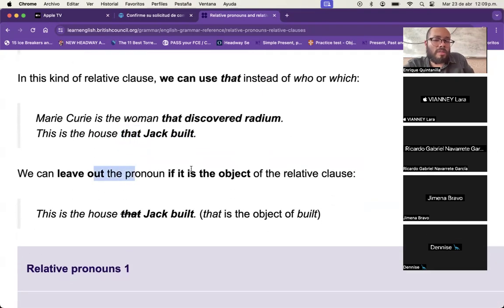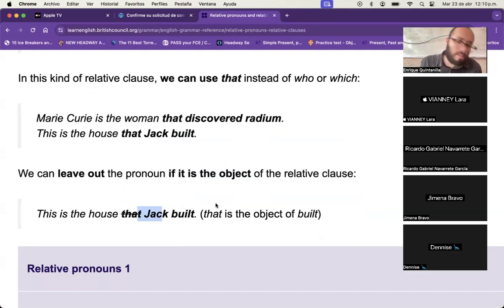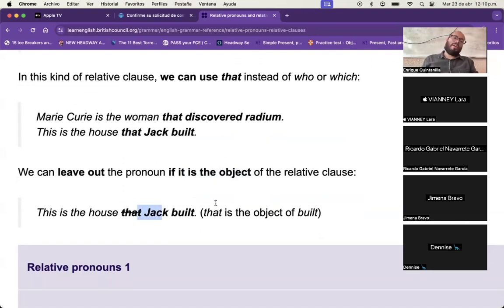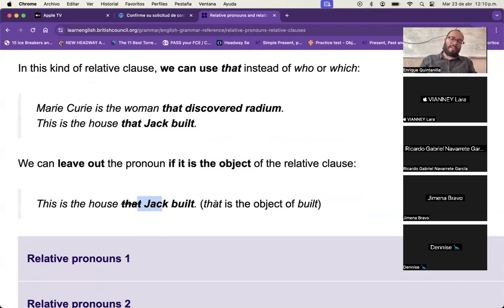We can leave out the pronoun if it's the object of the relative clause. This is the house Jack built. Sometimes it's not necessary to put it, and it's okay. It's like that.